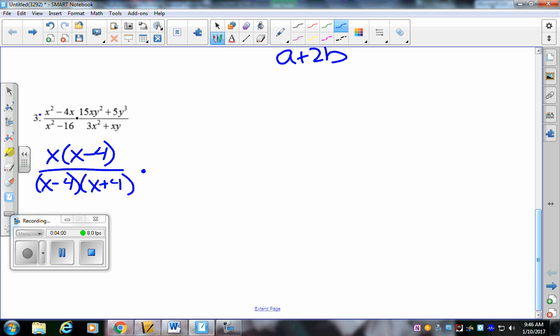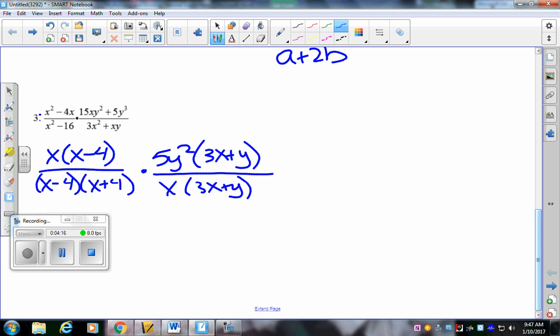All right, working on my second fraction. I can factor that numerator by taking out 5y squared as a GCF, which leaves me with 3x plus y. And then that denominator I can take out an x, which leaves me with 3x plus y.